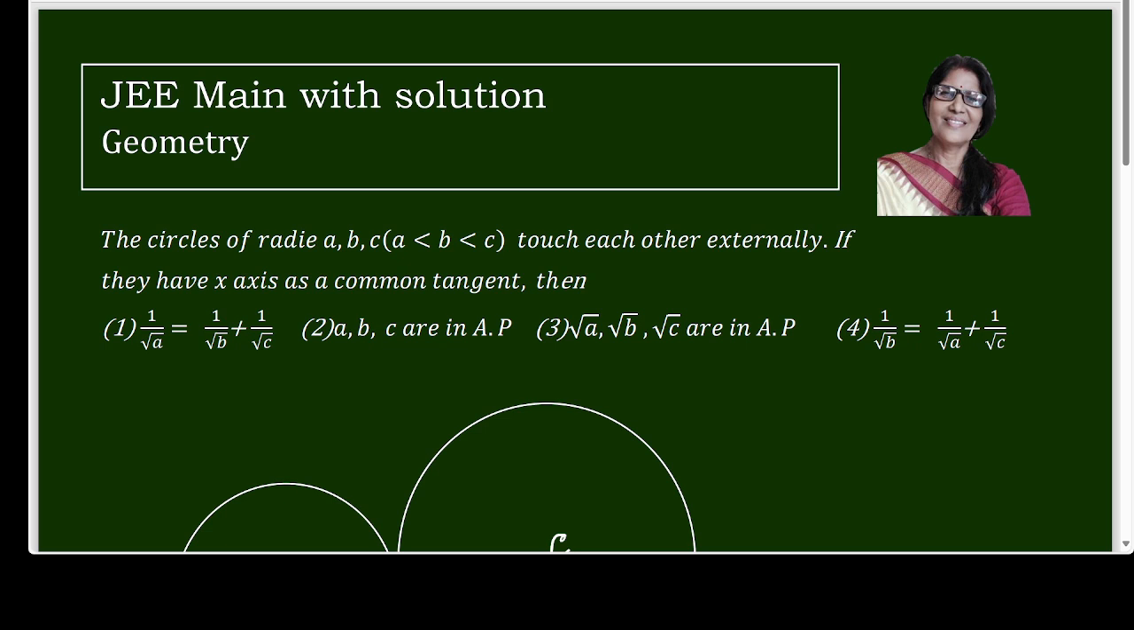1 over square root a equals 1 over square root b plus 1 over square root c. a, b, c are in AP. Third option is square root a, square root b, square root c are in AP. And 1 over square root b equals 1 over square root a plus 1 over square root c. So this is a very interesting question.